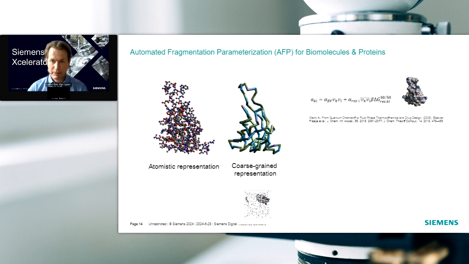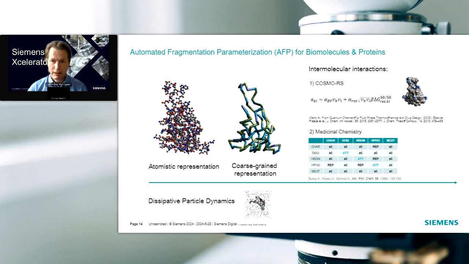So let me just show the full screen. A little bit of background information, how we then apply this automated fragmentation and parameterization to biomolecules and proteins. Well, again, we started with the atomistic representation. We have, as I explained, in the software a means to use a fragmentation algorithm, and then once we have the coarse-grained representation, we basically have two choices.